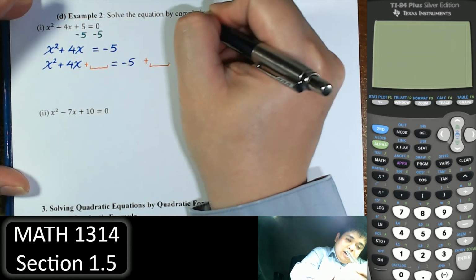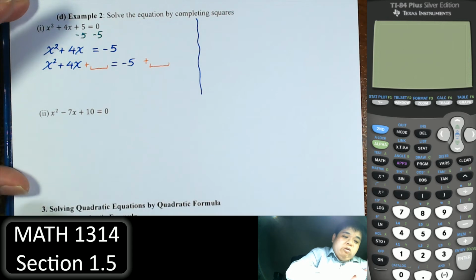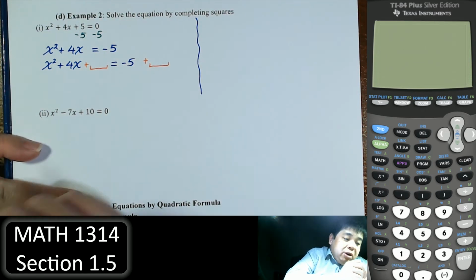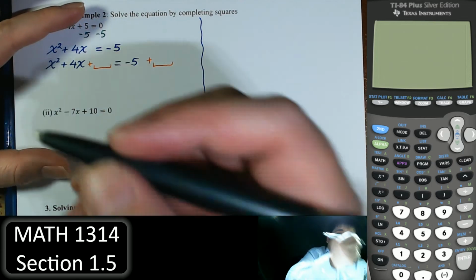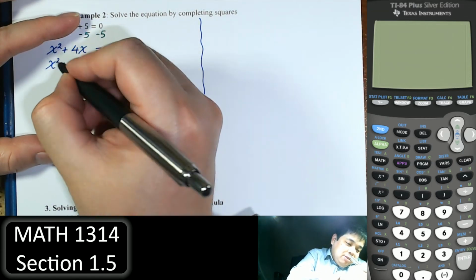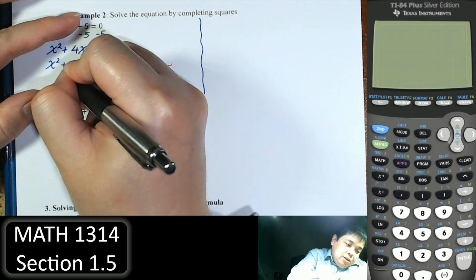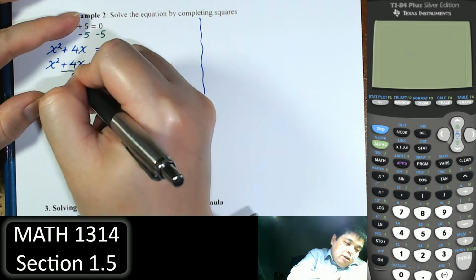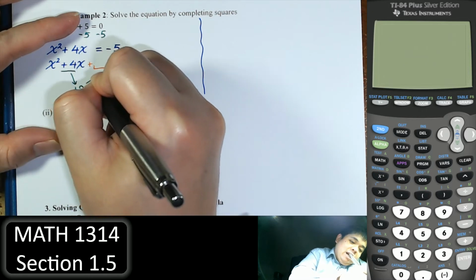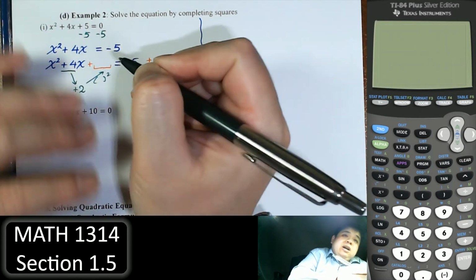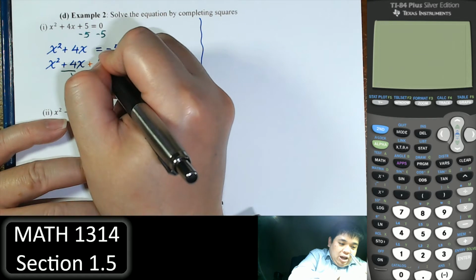Right? I will continue writing over here. How do we determine the number that we add on both sides? Well, that is just like what we did earlier. Half of the middle term squared. So we take half of 4, which is 2, right? And then we square it. 2 squared is 4, so I'm going to add 4 on both sides.